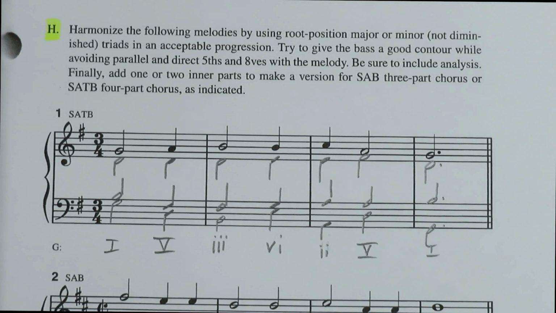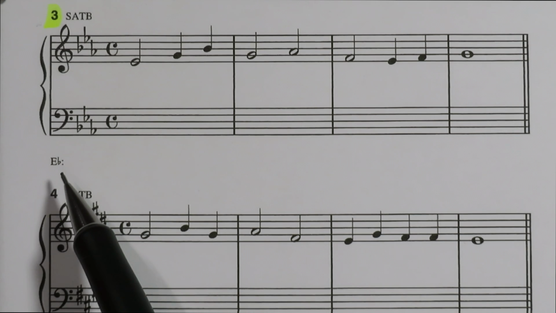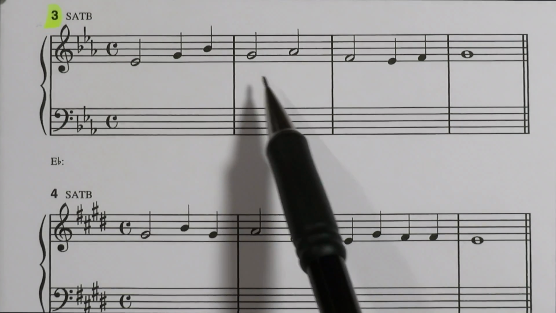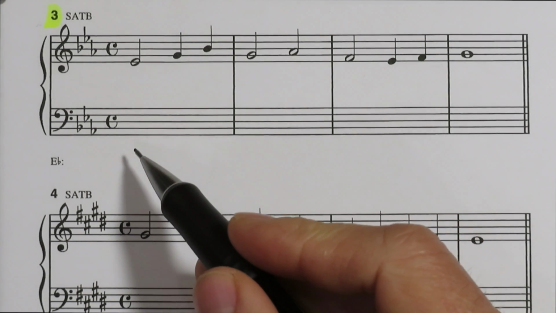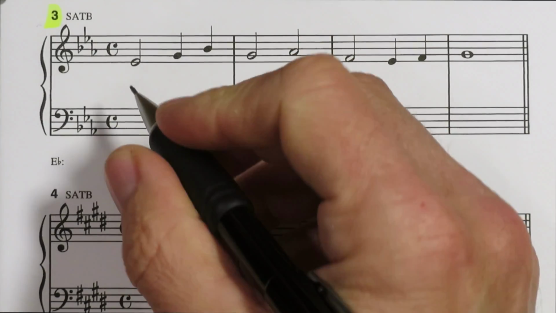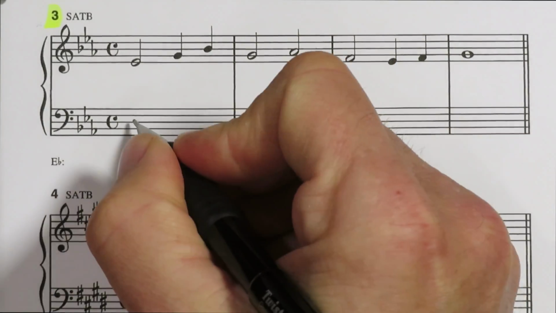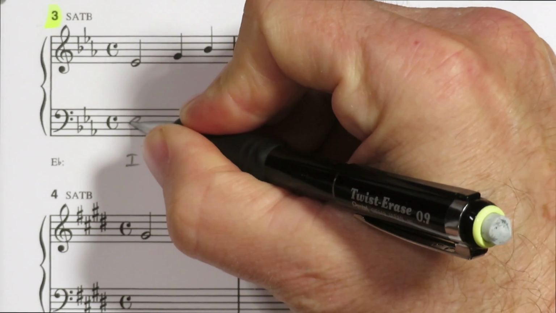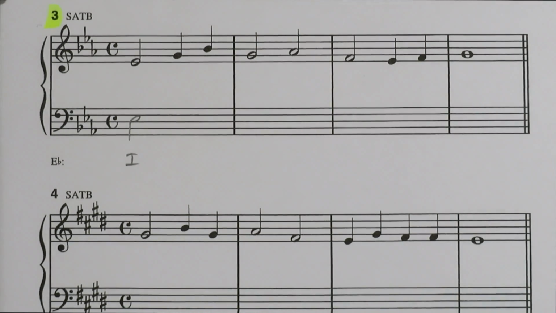All right, thanks, bye. Okay, so here we are on number 3, and we're in E flat major. So here's the melody, and I say, why don't we start on the 1 chord? So let's put an E flat in the bass. There we go. We'll do the bass line first.